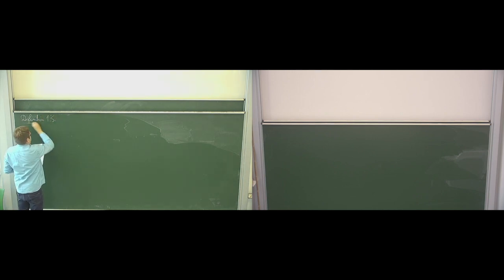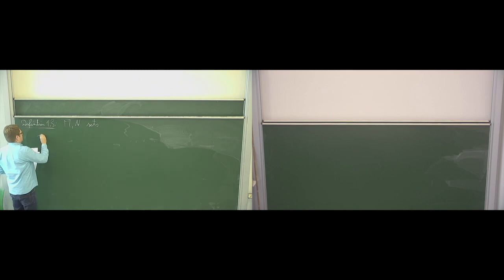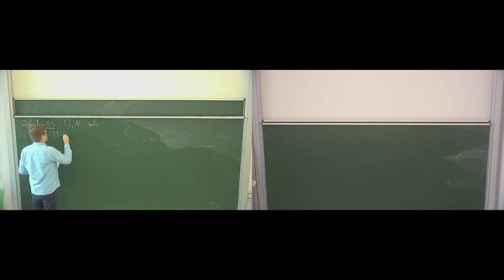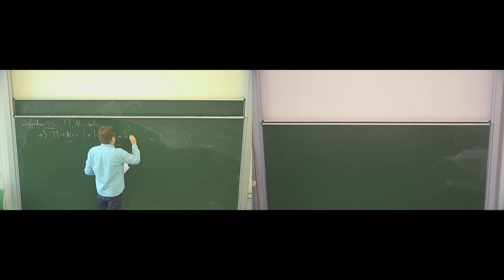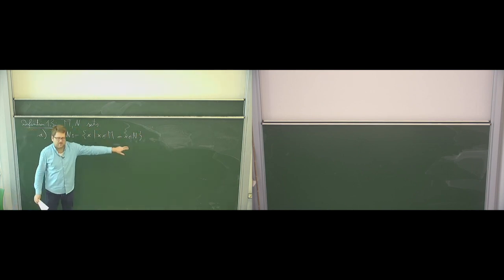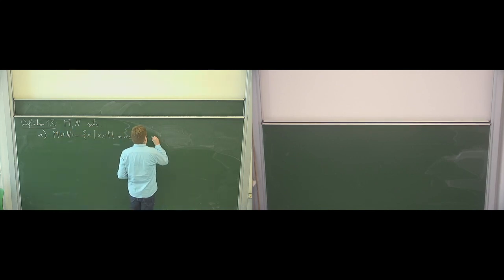Definition 1.3. Let M and N be sets. So we start with two sets, and we want to define, first of all, the union of two sets. This is defined as the set of all x such that x is an element of M or x is an element of N. And please keep in mind, if we use the word or in mathematics, it means it could also happen that both are true. So it does not mean either or. It could be an element of M and an element of N. So this is the union of M and N.